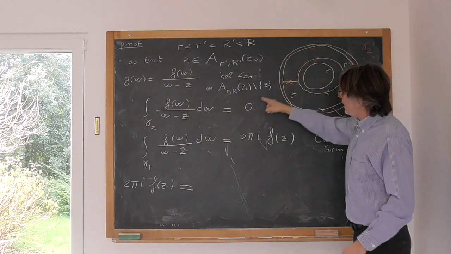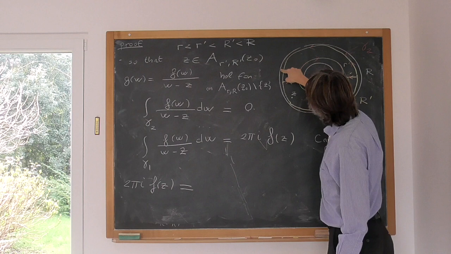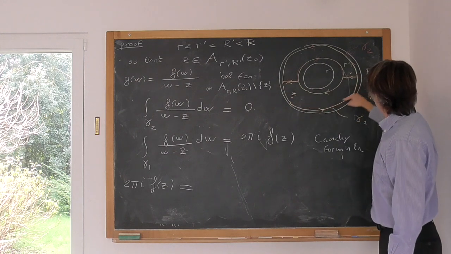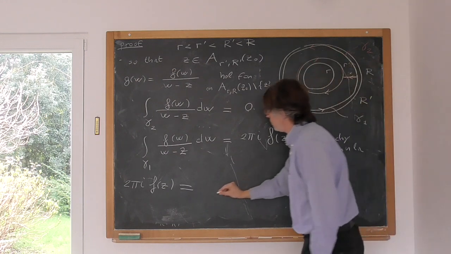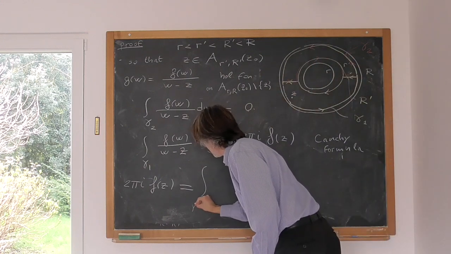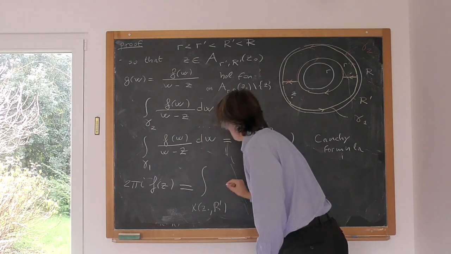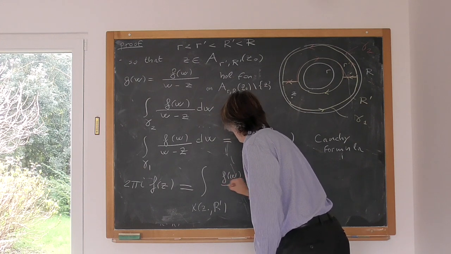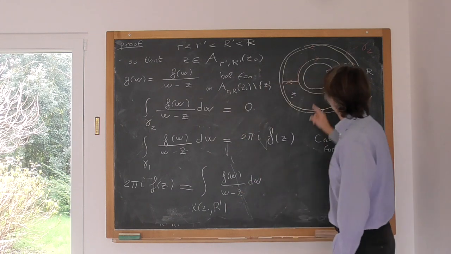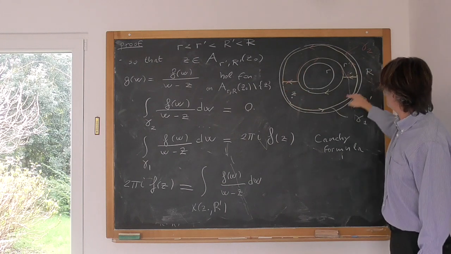For instance, in the integral of gamma 2, I'm integrating on this half circle. But here, I'm also integrating on this. If I add up these two contributions, what I will get is the integral, and this is counterclockwise. So this is the usual integral on the circle centered at z0 with radius big R prime of f of w over w minus z dw. For now, we have written the contribution of this integral and this integral.